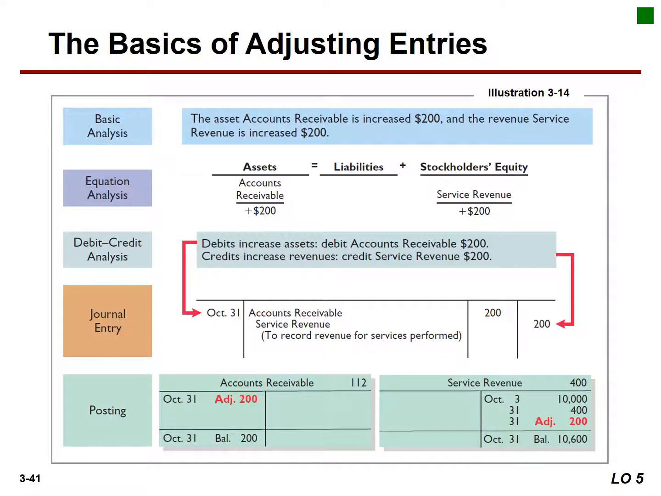Here is the analysis of that transaction. Again, our asset account, accounts receivable is increasing. Our service revenue is also increasing. So there's our equation analysis. Our debit and credit analysis, we're increasing an asset account with a debit, increasing our revenue account with the credit. This would be our adjusting journal entry, and then posting that entry again into T accounts that represents our general ledger.